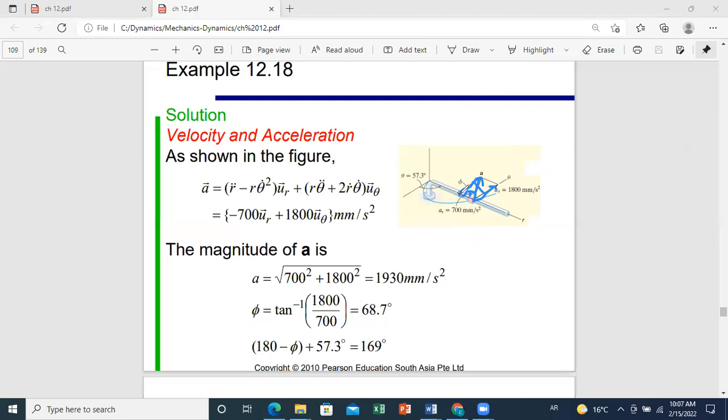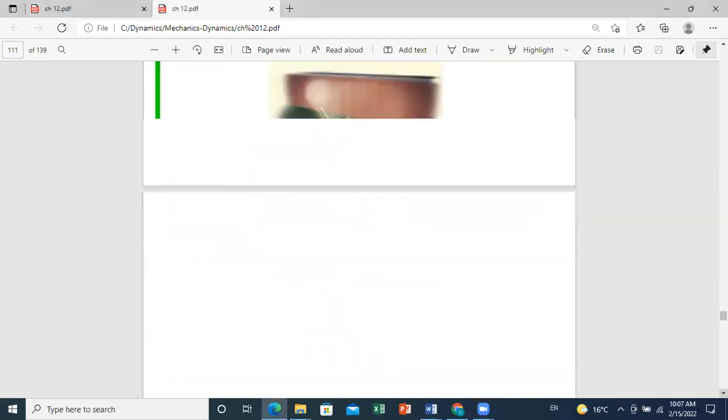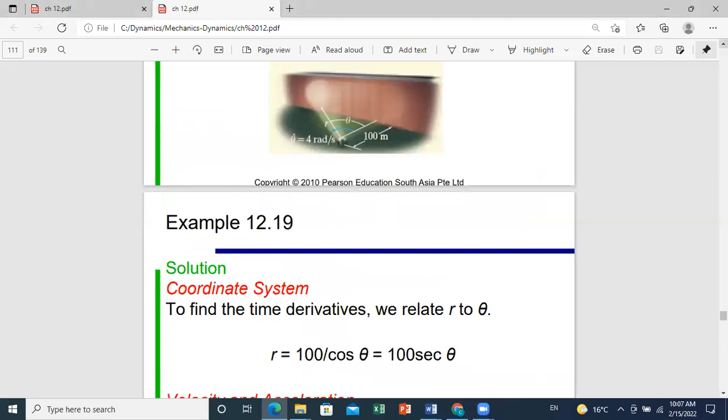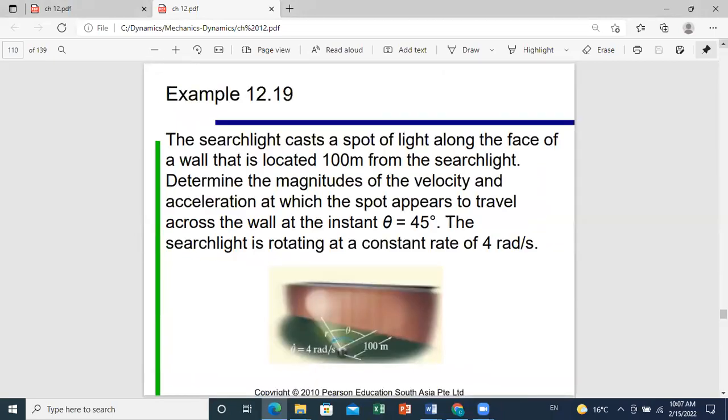Any other question on this? Okay. So let us do another problem. This is a little bit more challenging. In this problem, you have to write the equation of your motion, and then you will do your derivatives to get velocity and acceleration.